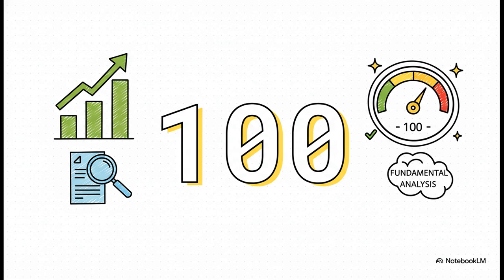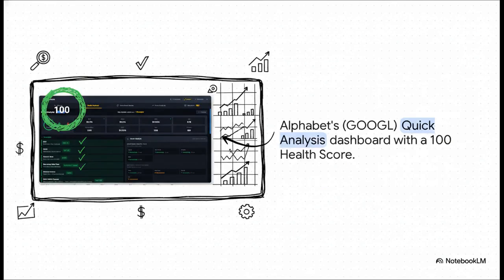So take a look at this dashboard for Alphabet. Your eyes immediately go to that perfect 100 health score on the left, right? But the real power is how fast you can see why it got that score. You've got the strengths listed right below it, key metrics in the middle, and then you can see that consistent sales and profit growth on the right. It's the whole story, all in one view.